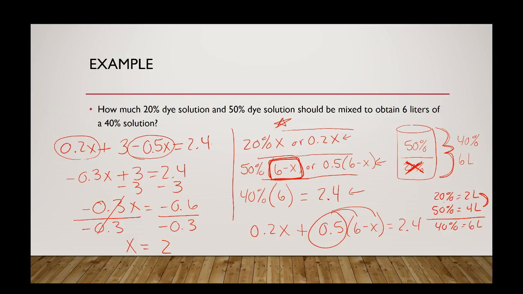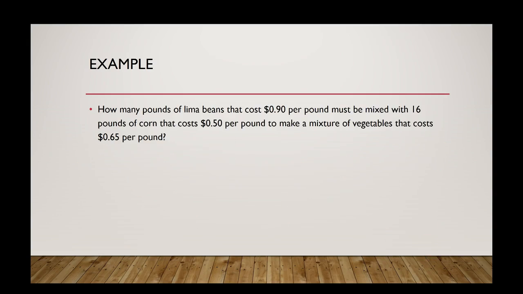All right, let's look at another one. How many pounds of lima beans that cost 90 cents per pound must be mixed with 16 pounds of corn that cost 50 cents per pound to make a mixture of vegetables that cost 65 cents per pound? So think of those bags of vegetables that you get that are mixed vegetables. It's got corn, it's got peas, it's got carrots, and it's all mixed together. That's what we're kind of talking about, except we're just looking at 2 things to get our mixture.